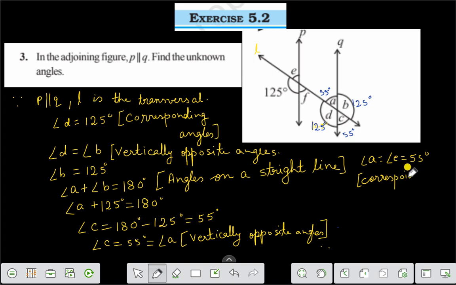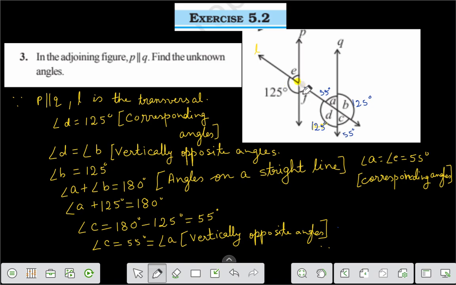Right? These are angle A is equal to angle E. These are corresponding angles. Now here, angle A and angle E are corresponding angles. We have to find the angle of this F.